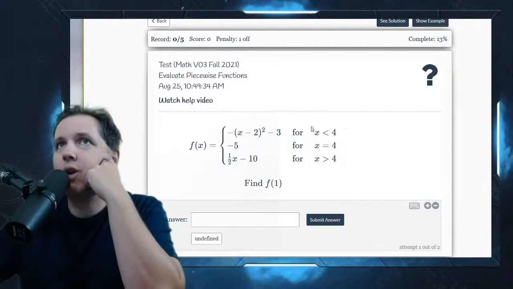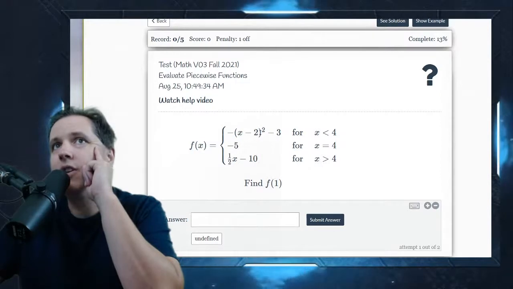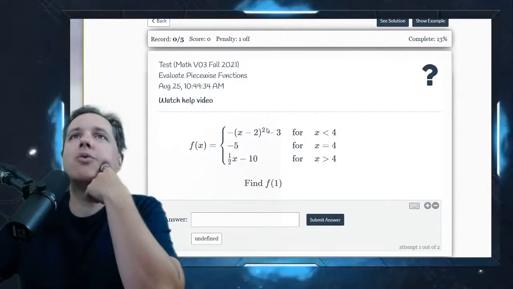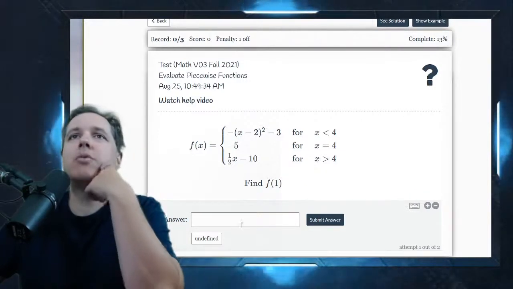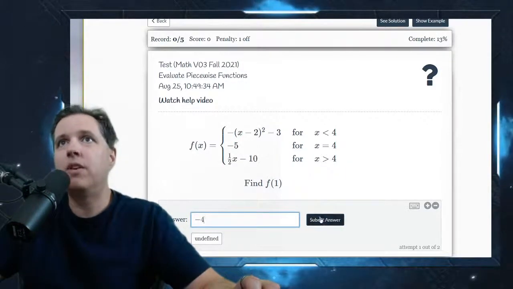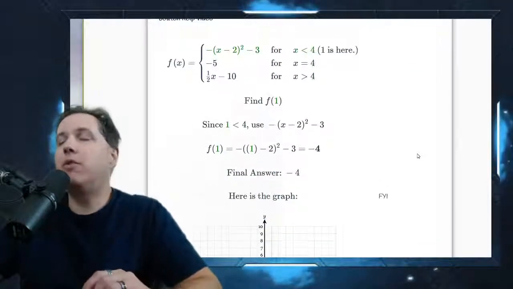Well, it's the first one. 1 is less than 4. That tells me I should use the top rule here. So I'm going to plug 1 into the top rule. If I put that in there, I get 1 - 2, which is -1 squared is 1, making it -1. So our answer should be -4 because I plugged it into the top rule. Submit my answer. Hopefully I get that one right. There we go. And we got that correct answer.